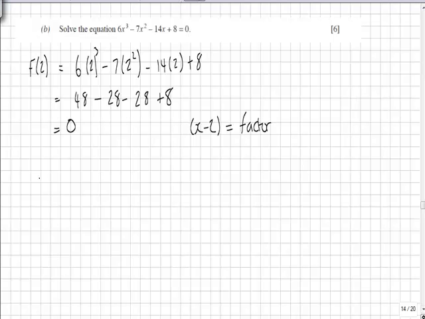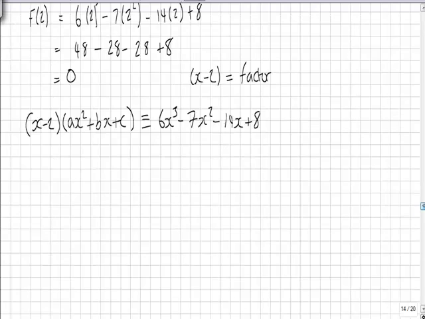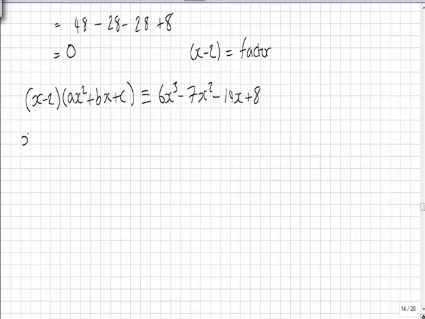We can now use this fact to show that x minus 2 multiplied by some quadratic ax squared plus bx plus c is the same as the polynomial that we have in the question. It's now a case of comparing coefficients to see if we can find the a, b and c values. So in the first instance, we'll look at the x cubed values, and the only way we can do that is by multiplying x by ax squared, giving a coefficient of a x cubed. So a on the left hand side is equal to 6 on the right hand side.